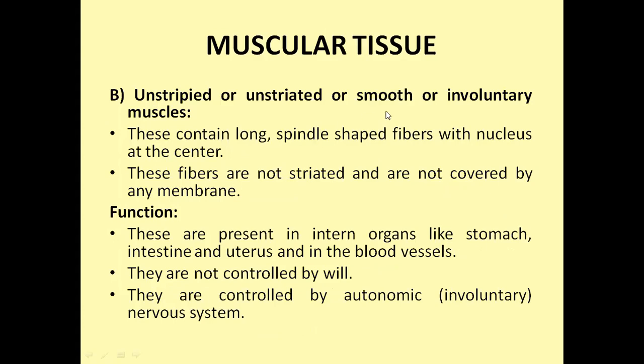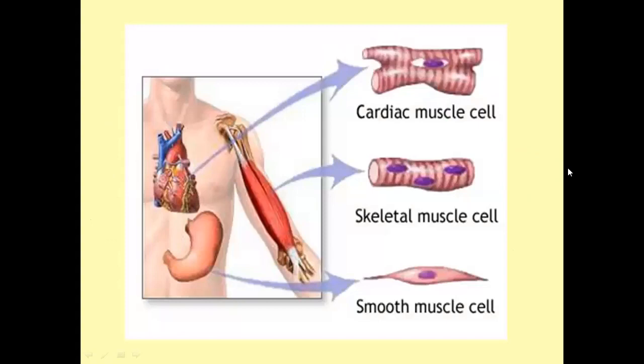Unstriped or unstriated or smooth muscles are spindle-shaped structures with the nucleus in the center. These fibers are not striated and are not covered by any membrane. Functions: they are present in internal organs like the stomach, intestine, uterus, and in blood vessels. They are not controlled by will. They are controlled by the autonomic nervous system.